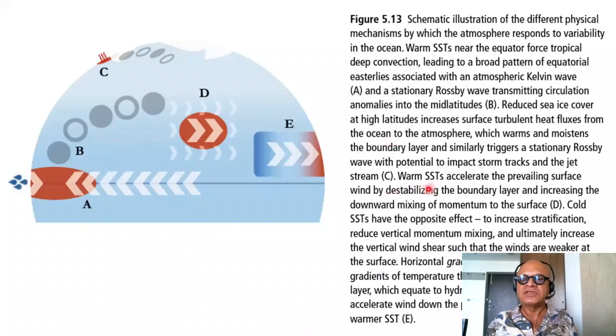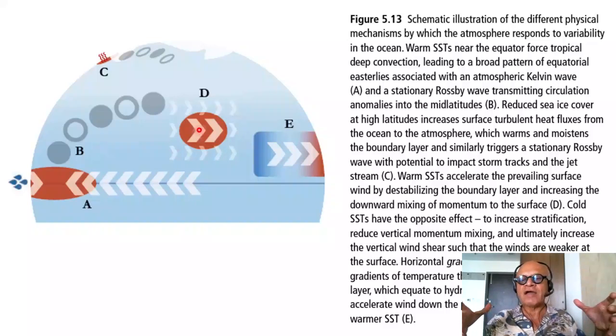Warm SSTs accelerate the prevailing surface wind by destabilizing the boundary layer, increasing downward mixing of momentum to the surface. Okay, this is always confusing because the lettering is put after the process, so I have to be careful. So this was C here. D is this one: warm SSTs accelerate the prevailing surface winds by destabilizing the boundary layer and increasing the downward mixing of momentum to the surface.